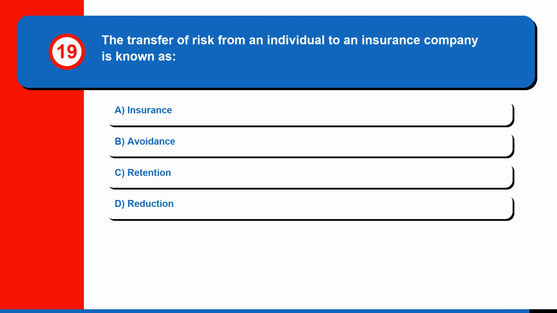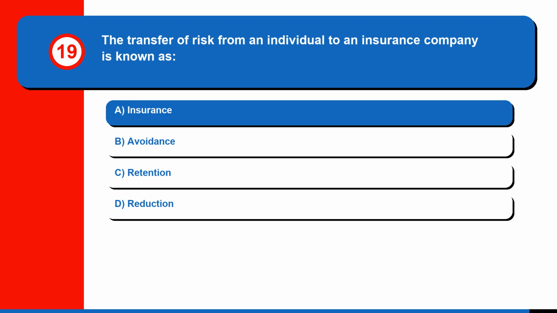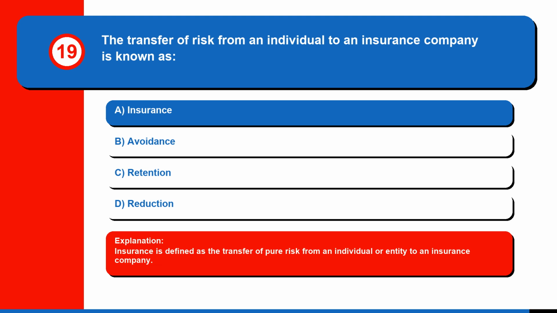Question 19. The transfer of risk from an individual to an insurance company is known as A. Insurance. B. Avoidance. C. Retention. Or D. Reduction. The correct answer is A. Insurance. Insurance is defined as the transfer of pure risk from an individual or entity to an insurance company.